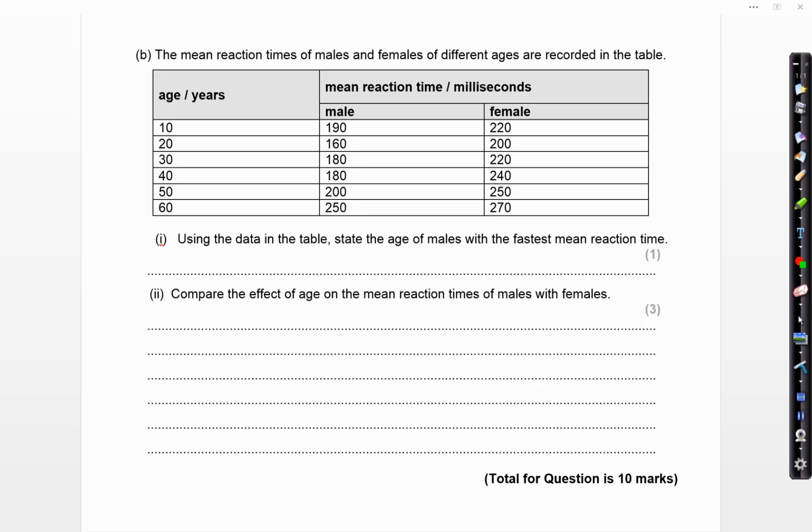So what's the question asking us first of all? Use the data in the table. So using the data, state the age of males with the fastest reaction time for 1 mark. So we just need to look up in the table what males have the fastest reaction time. So the fastest reaction time will obviously be the lowest number, and it's 20 years of age, so just 20 is all we need there.